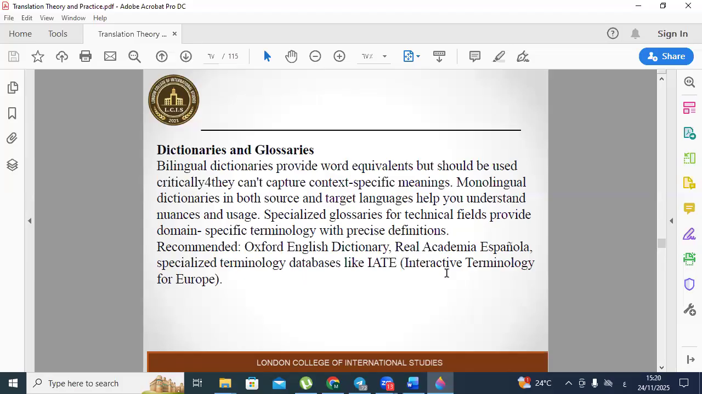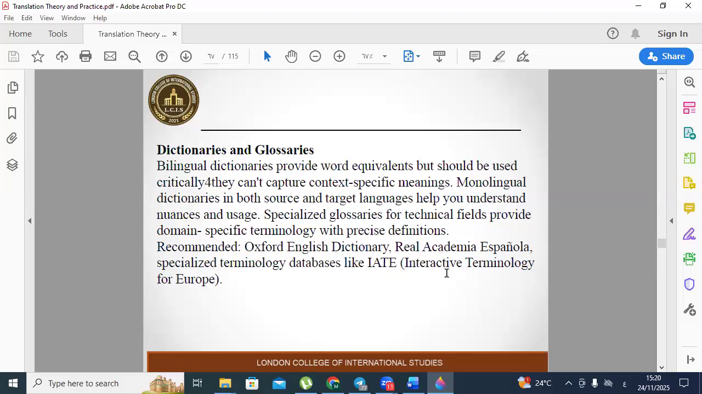Bilingual dictionaries provide word equivalents, but should be used critically. They cannot capture context-specific meanings. Monolingual dictionaries in both source and target languages help you understand the nuances and the usage. Specialized glossaries for technical fields provide domain-specific terminology with precise definitions.